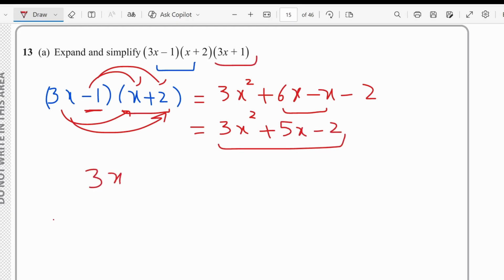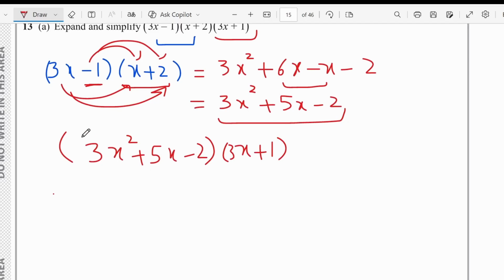So we have (3x squared plus 5x minus 2) times (3x plus 1). Actually, most of the students made a mistake over here. They don't put the bracket for the first one and they just multiply minus 2 with the other bracket. So their answer goes wrong in that case. We have to put the bracket for the first simplified value and then multiply with the second bracket.